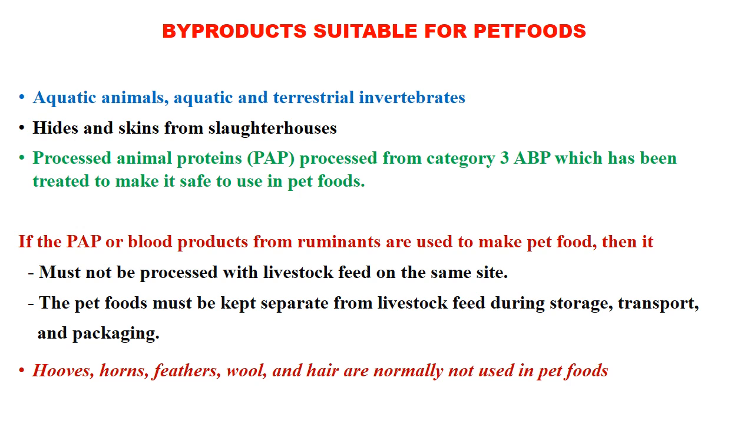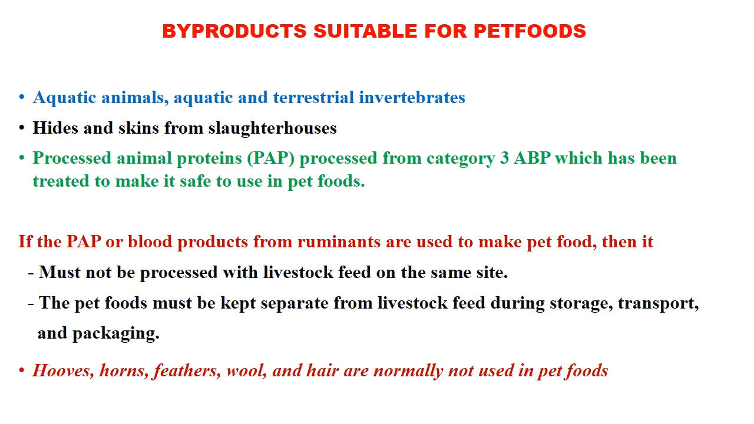Now if the processed animal protein or blood products from ruminants are used to make pet food, then it must not be processed with livestock feed on the same site. So they should not be processed in the same site for the livestock feed. The pet foods must be kept separate from livestock feed during storage, transport and packaging.